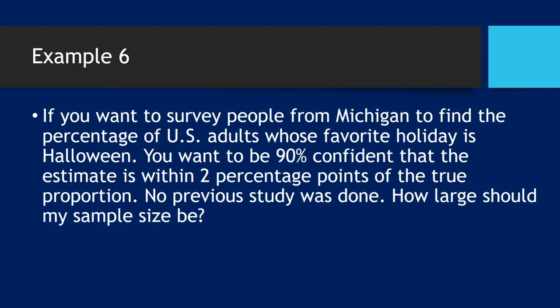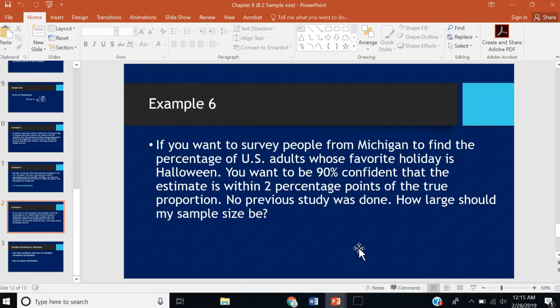We want to be 90% confident, and we want the estimate to be within 2 percentage points of the actual proportion. How large should my sample be if I don't have a previous study to go off of? Now, the difficulty here is that no previous study. Well, let's actually start plugging things in.